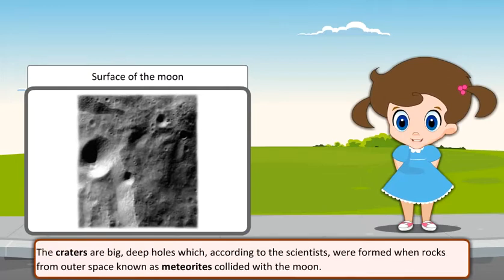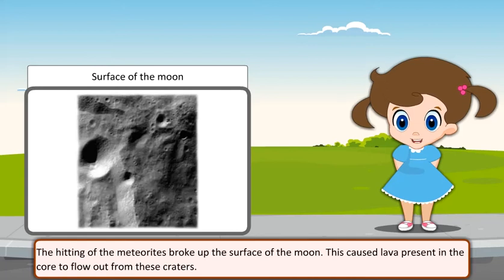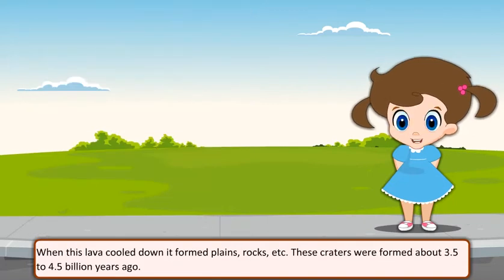The craters are big, deep holes which, according to the scientists, were formed when rocks from outer space, known as meteorites, collided with the moon. The hitting of the meteorites broke up the surface of the moon. This caused lava present in the core to flow out from these craters. When this lava cooled down, it formed plains, rocks, etc. These craters were formed about 3.5 to 4.5 billion years ago.